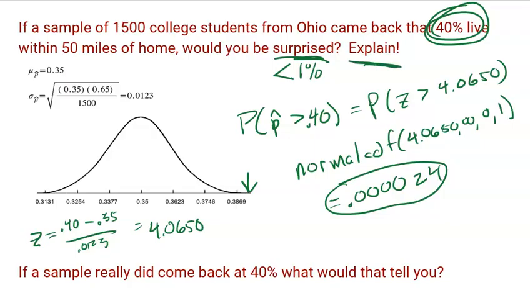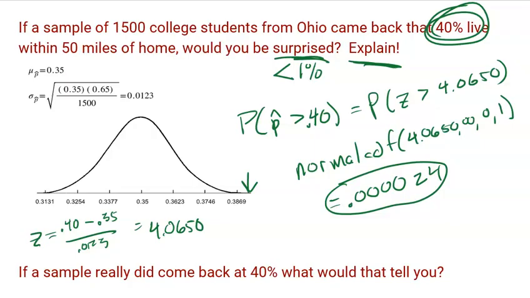All right. So what would it mean if a sample did come back at 40%? Well, it could mean a couple things. One thing it could mean is that my sample was weird. Maybe the sample I looked at was kids from Pennsylvania. And that would tell me that obviously in Pennsylvania, kids like to live closer to home. A larger proportion of kids in Pennsylvania want to live closer to home, within 50 miles. Something about growing up in Pennsylvania causes kids to love their parents more and want to be closer to them. Maybe that's what it is.